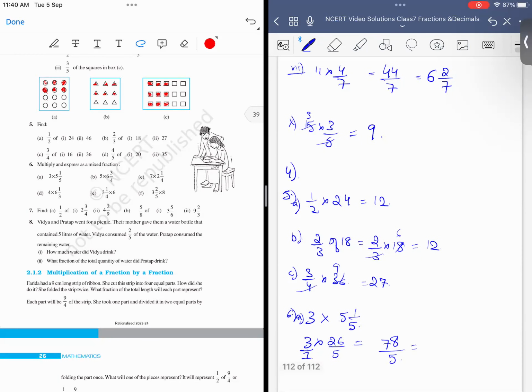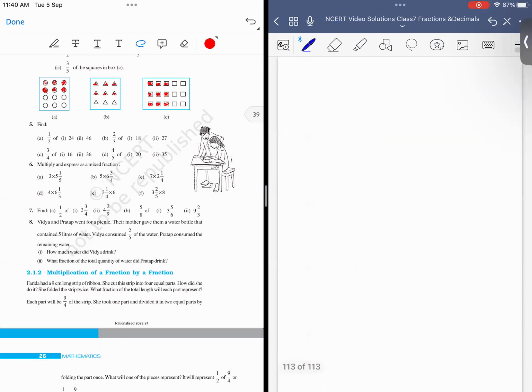Now, since it is already in the simplest form, in order to convert it to mixed form, divide 78 by 5. Okay. 15 times. 3 is the remainder. So the quotient is written here, 15, 3 in the numerator and 5 in the denominator. This is the respective mixed form.